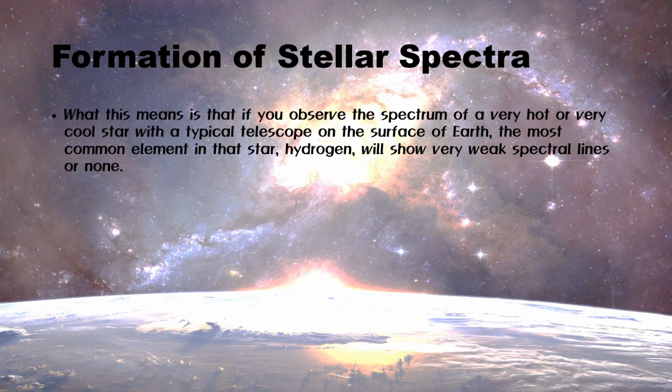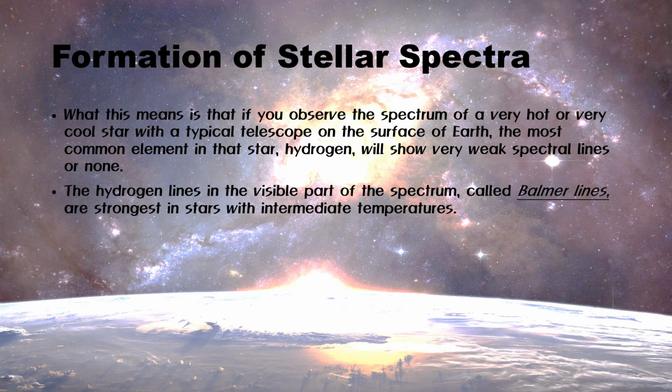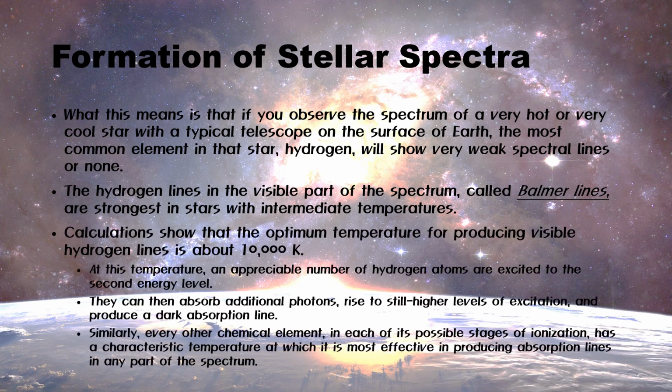Now, what does this mean? Well, it means that if we observe the spectrum of either a very hot or a very cool star with a typical telescope on the surface of the Earth, the most common element in the star, hydrogen, will show very weak spectral lines or none at all. So the hydrogen lines in the visible part of the spectrum, which we call Balmer lines, are the strongest in stars with intermediate temperatures, such as our own sun.